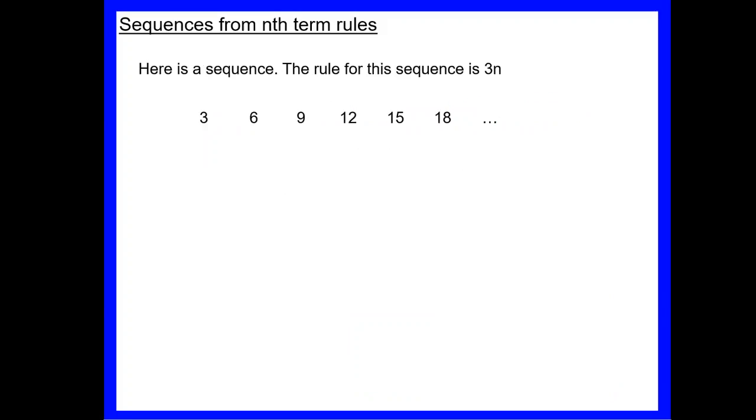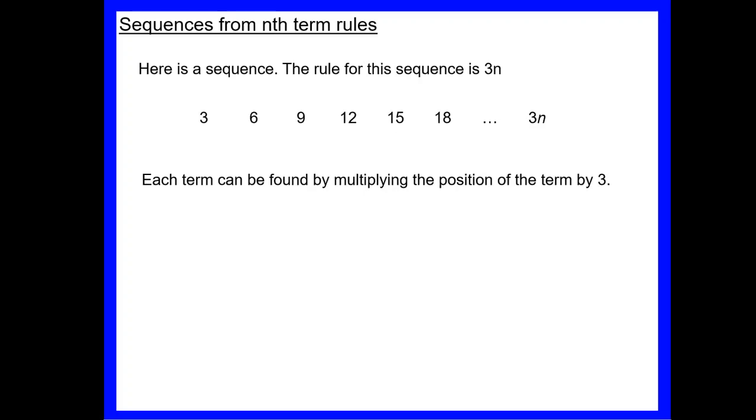Okay, so looking at sequences from nth term rules then. So here we've got a sequence 3, 6, 9, 12, 15, 18, and the rule for this sequence is 3n. So each term can be found by multiplying the position of the term by 3.